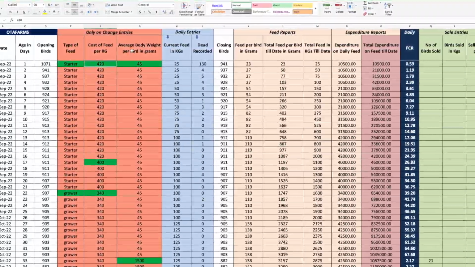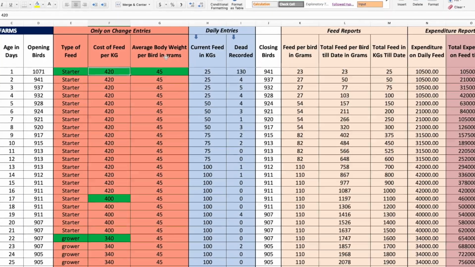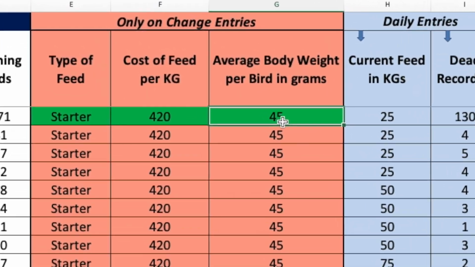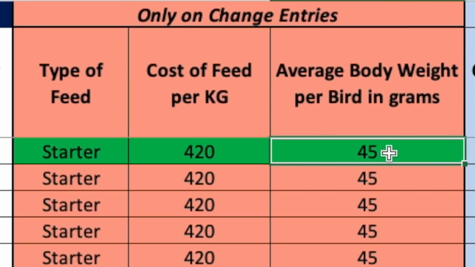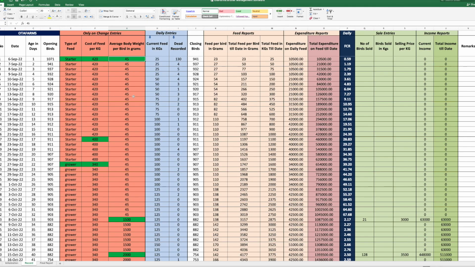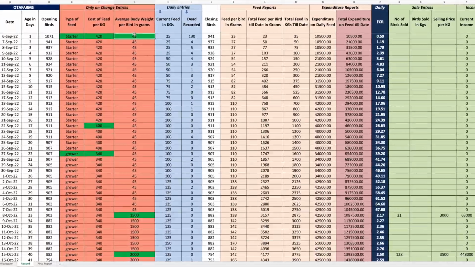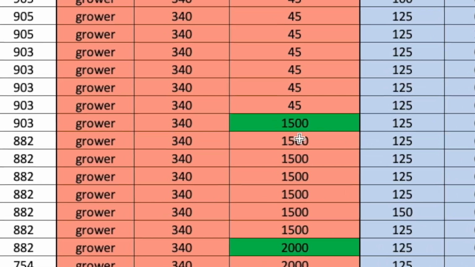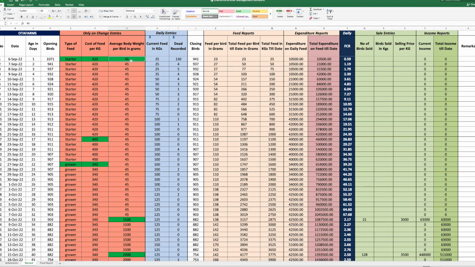You want to capture the average weight, the average body weight per bird in grams. So once the chicks arrive, we had 45, but we don't calculate the weight every single day. We calculate it on the first day, as well as on the 30th day and the 40th day. So you want to capture the weight, and this is where you enter the weight.